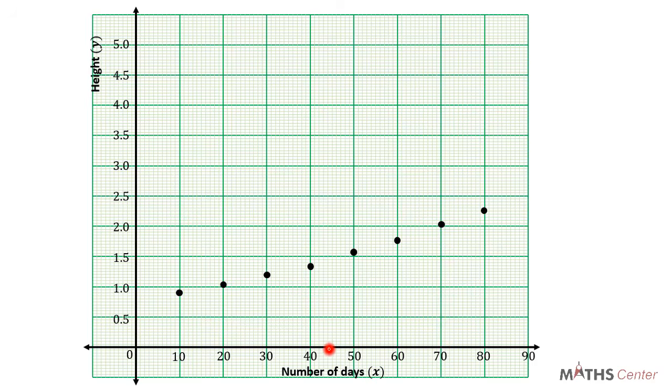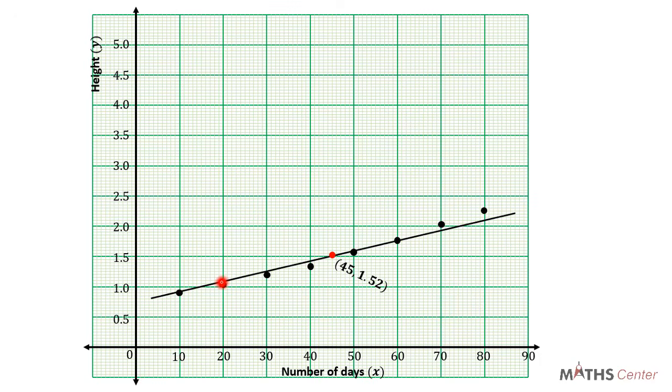You plot 45, 1.52. That will be here. You draw the scatter diagram through this. Make sure that it passes through as many points as possible and you have the same number of points above and below it.